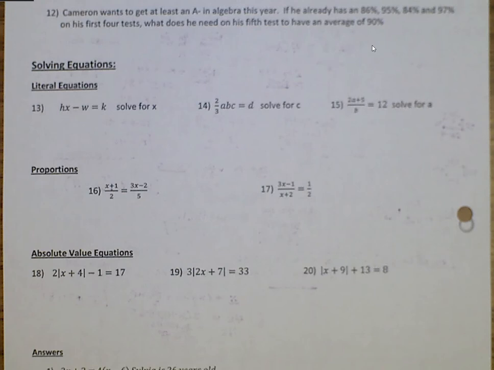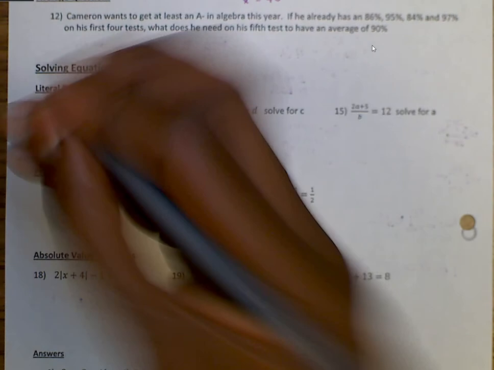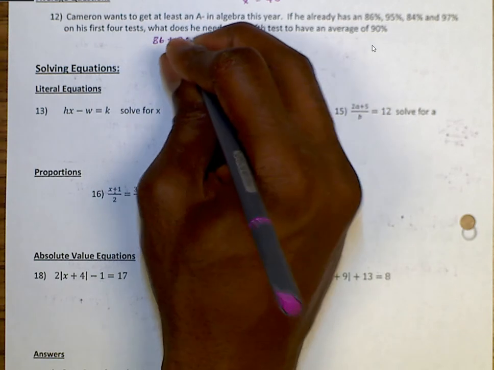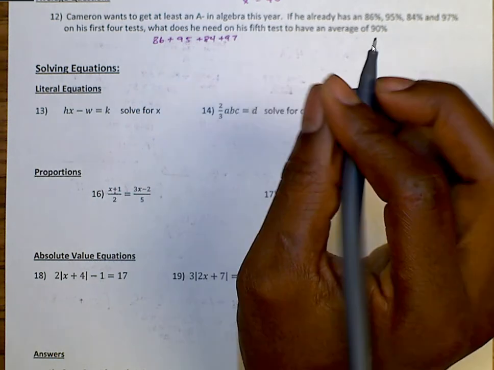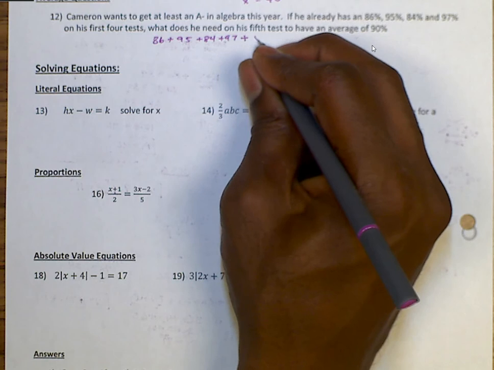Number 12. Cam wants to get at least an A- in algebra this year. If he already has an 86, 95, 84, 97 on his first 4 tests, what does he need on his 5th test to average a 90%? So, an average means we're adding all the numbers up and dividing them by how many tests we've had. There's 5 tests that he has to worry about, but he has already taken 4. Here are the 4. Now, we don't know the 5th score, so I'm just going to put x for this 5th score.